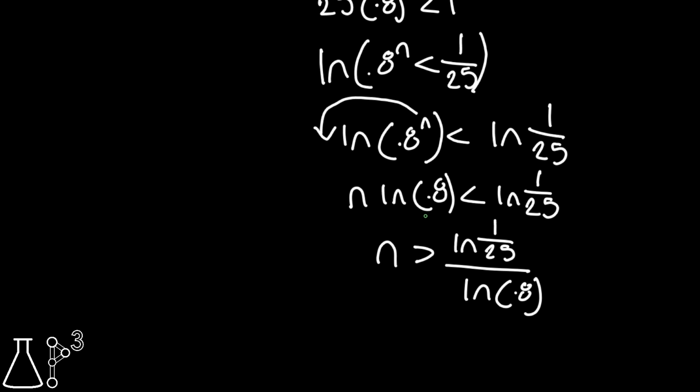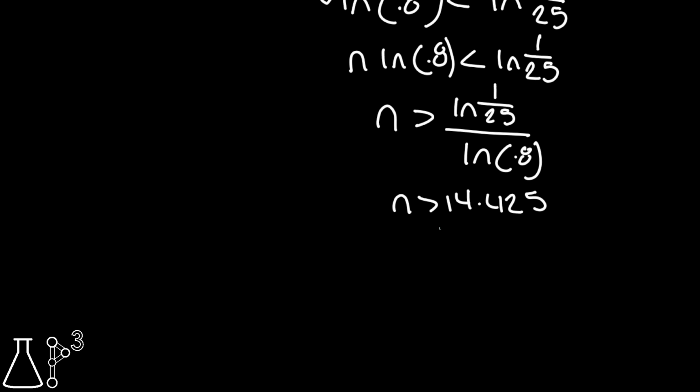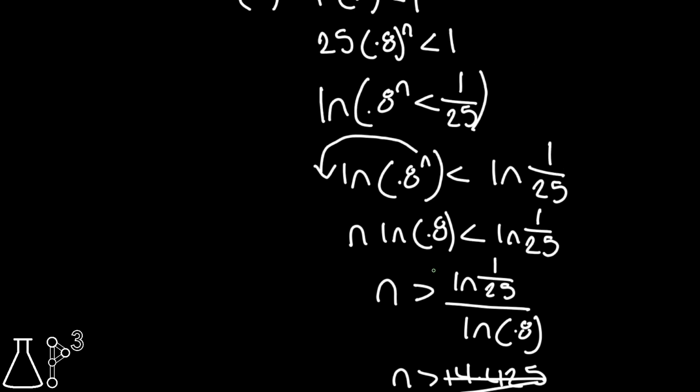So now, if you were to solve for this, okay. Once you calculate that, you're going to get n has to be greater than 14.425 bounces, right? But obviously you can't have like half a bounce. So instead of writing this, we're going to write n has to be greater than 14 bounces. Now, this is how you would calculate that, the mathematical way. But this might be very complicated.